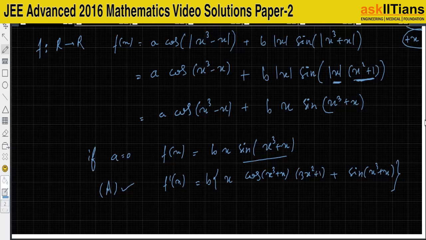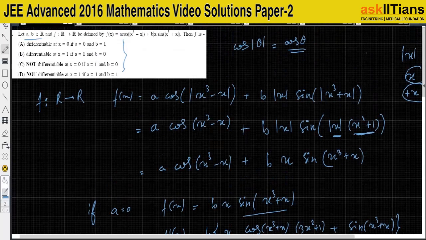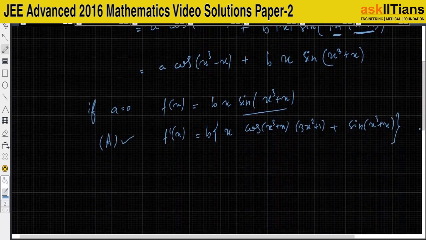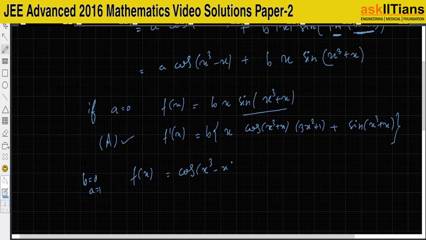Next option says that if A is equal to 1 and B is equal to 0, and if A is equal to 1, then the function will be cos of x cube minus x. So whether this function is differentiable or not at x equal to 1, that I have to check, right? So this function is differentiable or not at x equal to 1.